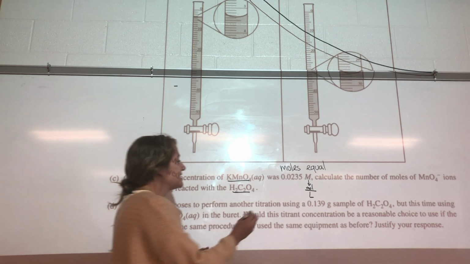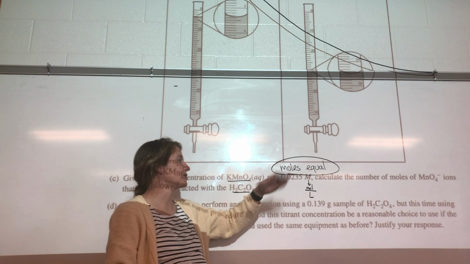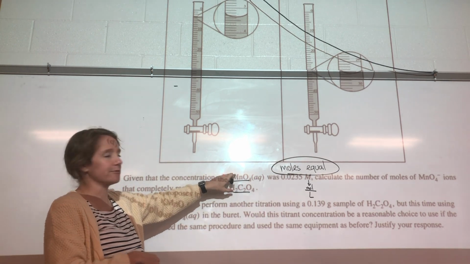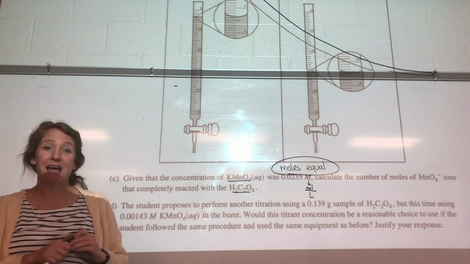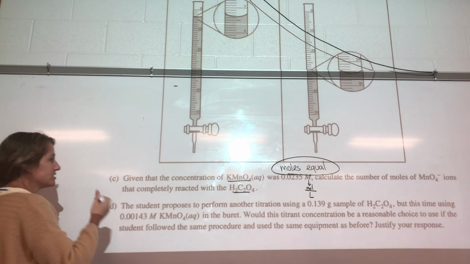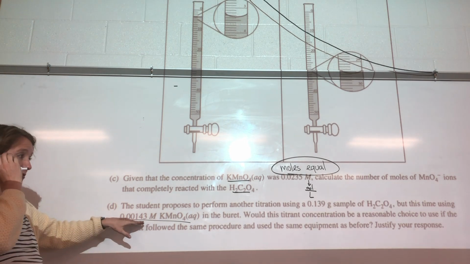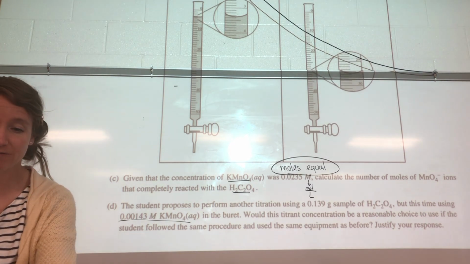So the biggest thing with titrations is that when you reach the equivalence point, the end point, the moles are equal. So the moles of this are going to equal the moles of that. So by finding how many moles of this we added, it's going to equal how many moles of that reacted. Okay? And then D, the student proposes to perform another titration, but this time using this concentration of potassium permanganate in the burette, so it's way, way more diluted. Would this titrant concentration be reasonable to use? And then justify our choice.